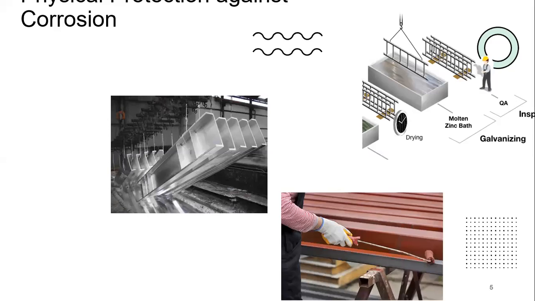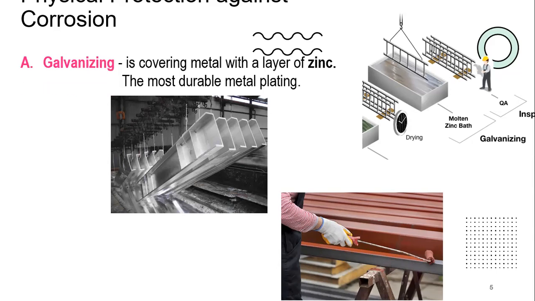Looking at the picture, you will see the process of painting. So that means you have to paint. There should be a surface preparation and then painting. Galvanizing is covering metal with a layer of zinc, the most durable metal plating. Painting, on the other hand, is covering metal with paint.